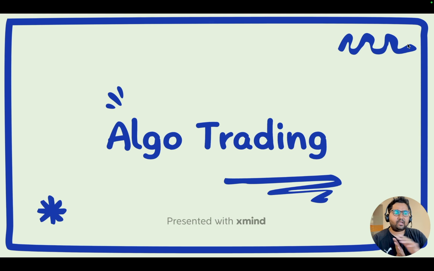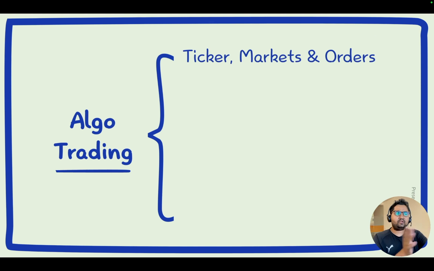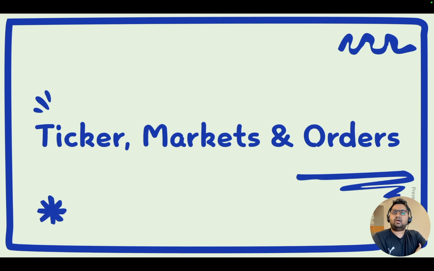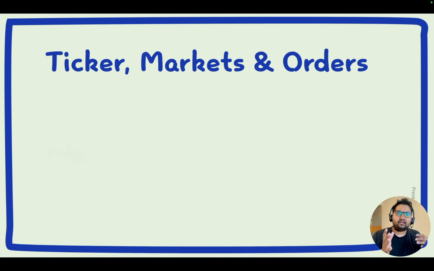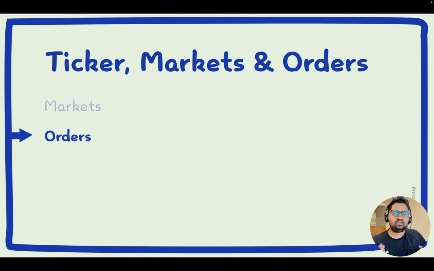Guys, we are back. I've made a quick mind map and we'll just go through that. So algo trading has lots of different components. The first being tickers, markets and orders. Now, within tickers, markets and orders, let's try to understand what these different components are. There's just three that I've mentioned. There's probably more that I can put.